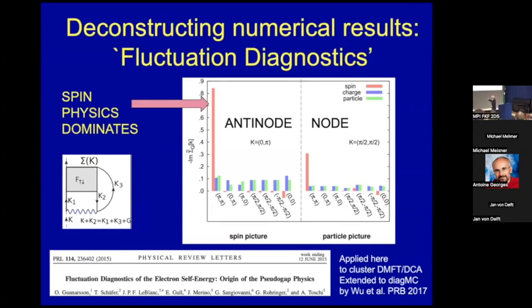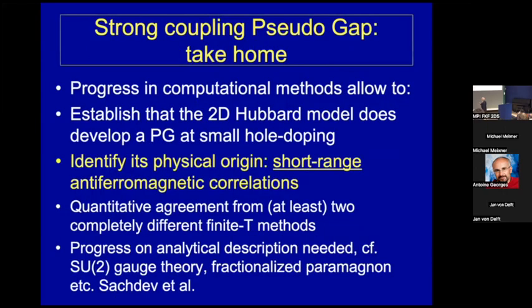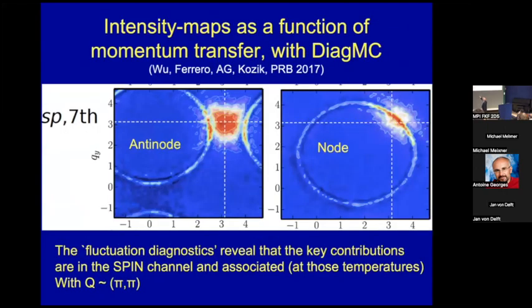And what these methods have established, first in the context of cluster extensions of DMFT, and then also in the context of diagrammatic Monte Carlo, is that indeed the scattering processes which are responsible for the pseudogap opening are taking place in the spin channel. So this is from DCA, and this is from our results of diagrammatic Monte Carlo back in the day.